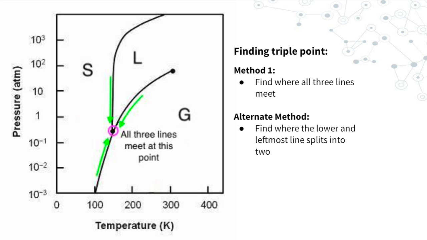Another common use of phase diagrams is to find the triple point of a material. You can do this by finding where on the graph the 3 lines meet.